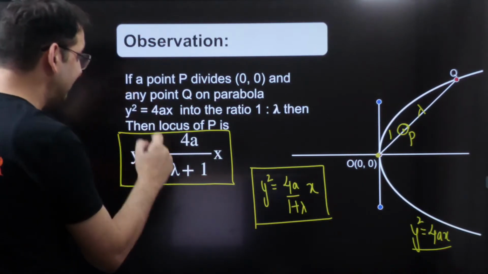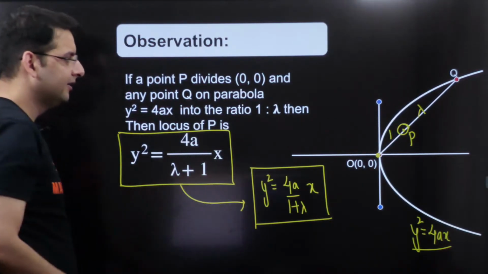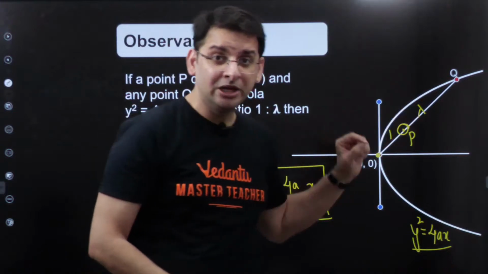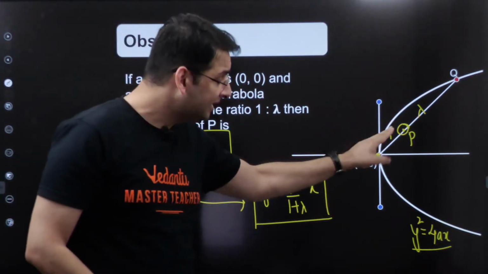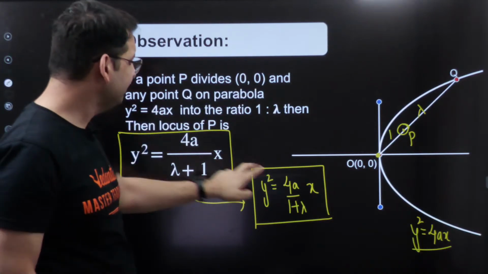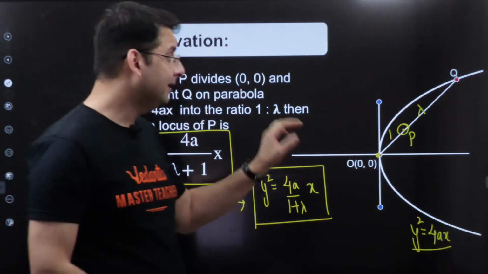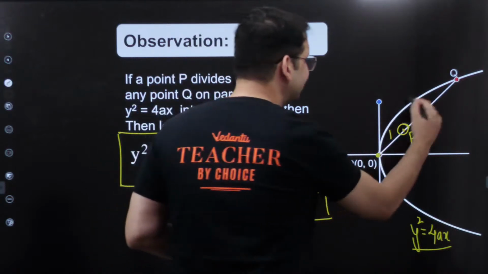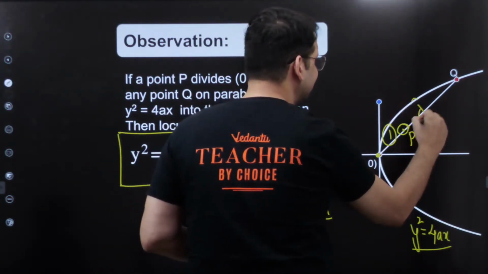1 plus lambda times x. So this point is also going to be a parabolic point whose equation is going to be y square is equal to the same length of the latus rectum upon 1 plus lambda times x. The important thing is this ratio is 1 is to lambda. 1 is here, lambda is here.